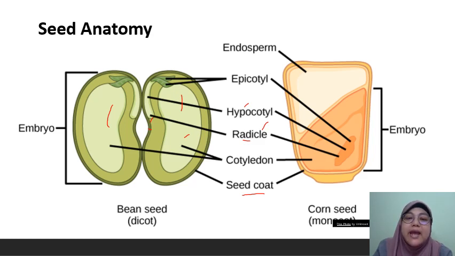Finally, we have the endosperm. So in many plants, a separate part of storage of starch develops, and this is called the endosperm. Mostly we can see this in maize and wheat or monocots. Okay, so that's all for plant growth and development. We have looked at stem, leaves, roots, and also the seed.